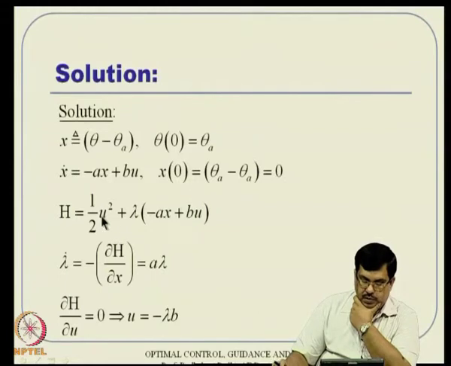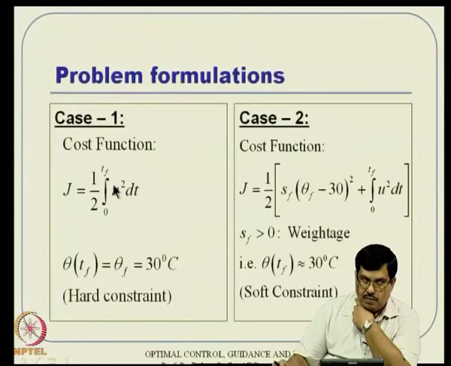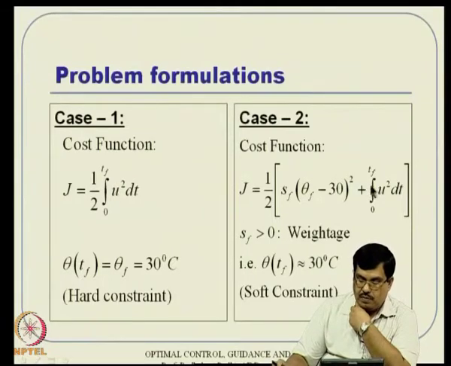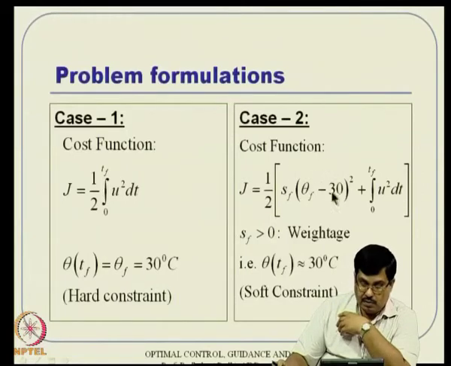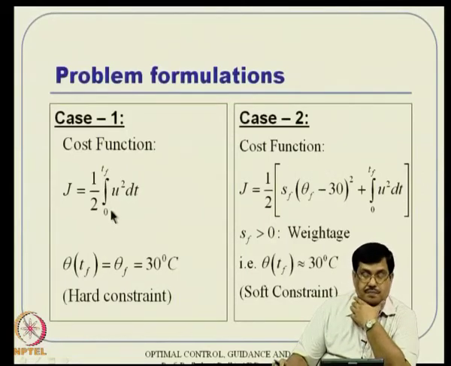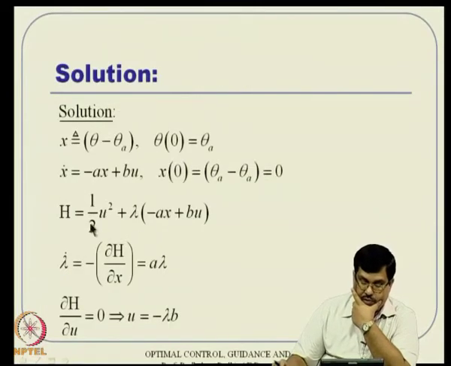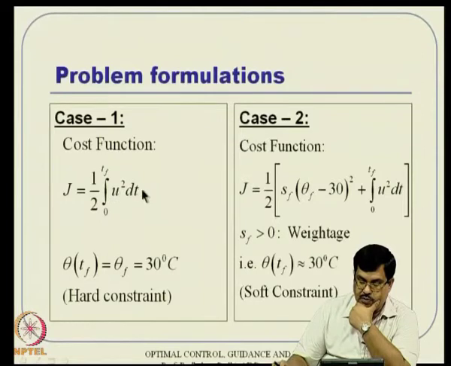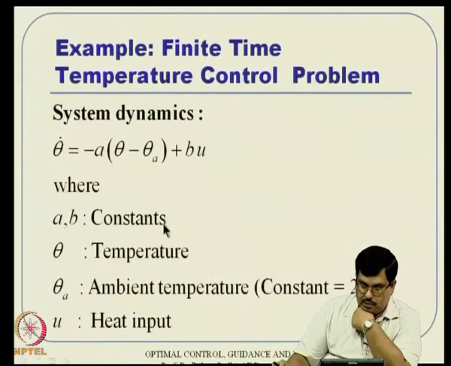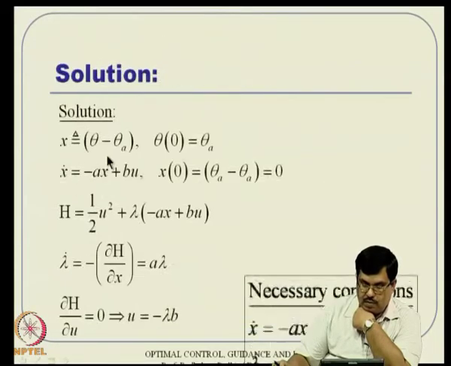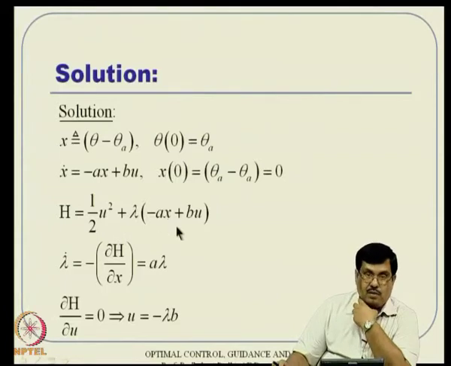Now, the Hamiltonian for case 1 is L plus lambda transpose f. L plus lambda transpose f is common to both cases anyway, only phi is different. Anyway, coming back, this is your Hamiltonian, which is half of u square coming from this term, plus lambda times f, where f is nothing but minus x plus Vu, coming from the state equation here. This is our Hamiltonian.